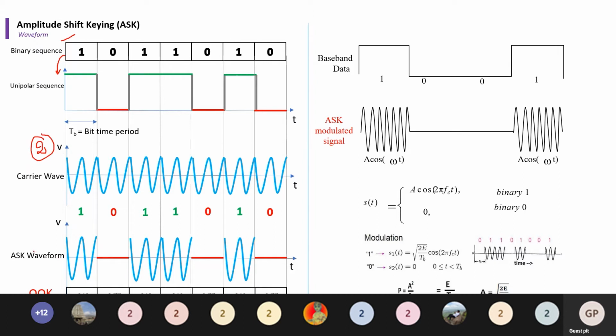As a result, to generate the ASK waveform, whenever we have logic 1, this is the logic 1, we take the same carrier for the bit duration of TB and represent it.